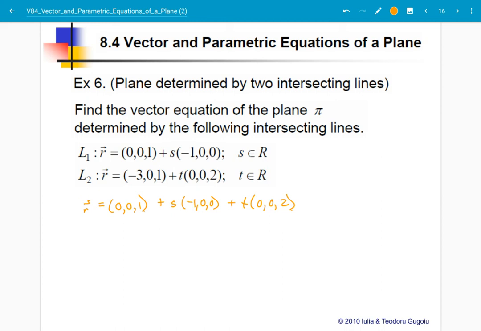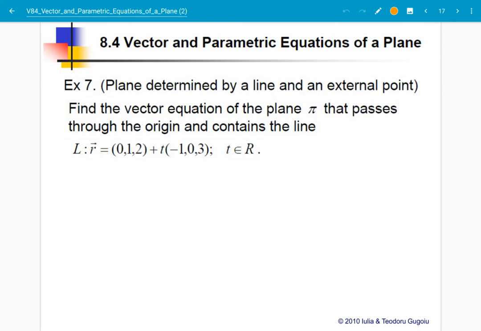Okay, I'm just looking at a write-up I had of this example. They actually went through the effort of verifying that there's a point of intersection. That's actually not necessary if they tell you those lines intersect to form a plane. If they don't, then you would have to check. But it doesn't ask us for that, so it's not required.